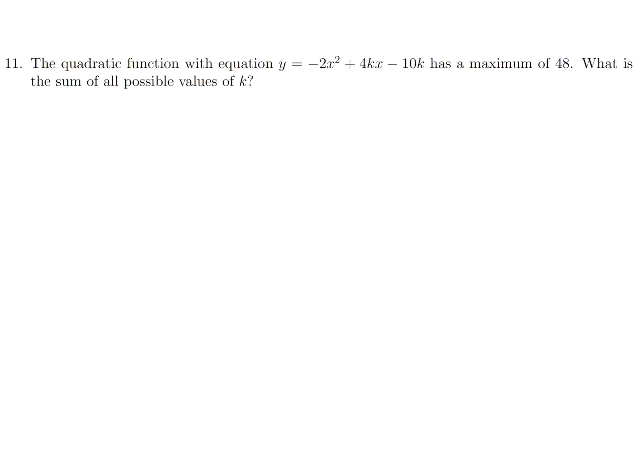The quadratic function with the equation y is equal to minus 2x squared plus 4kx minus 10k has a maximum of 48. What is the sum of all possible values of k? Okay, so we have some parabola, and because the coefficient is negative, it points downwards. I don't know what it looks like, but it looks something like that, right? That's the x-axis, and that's y.